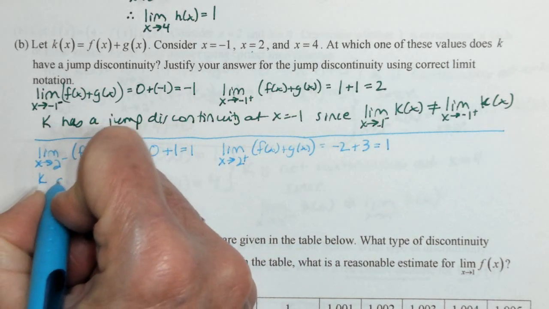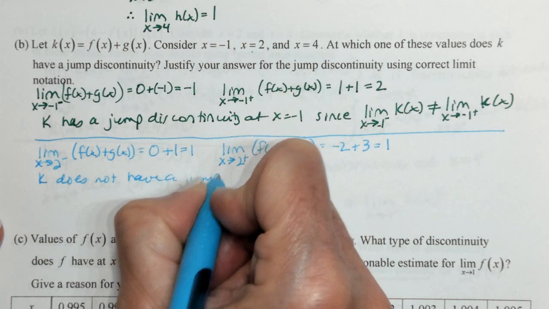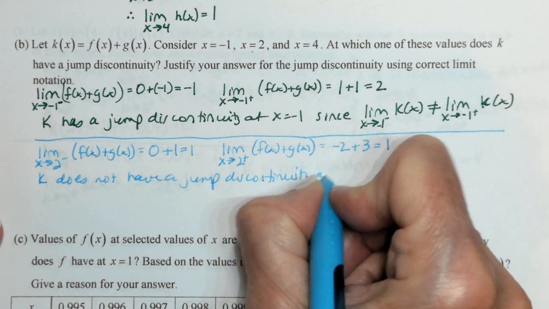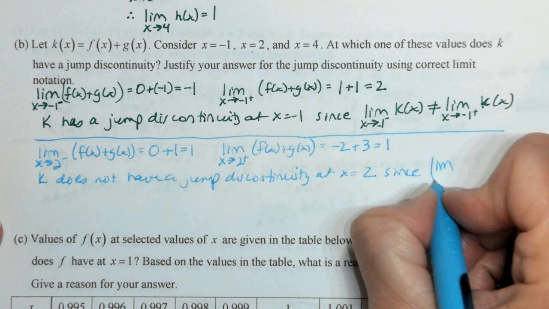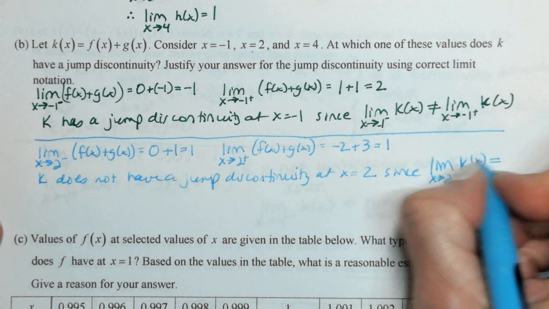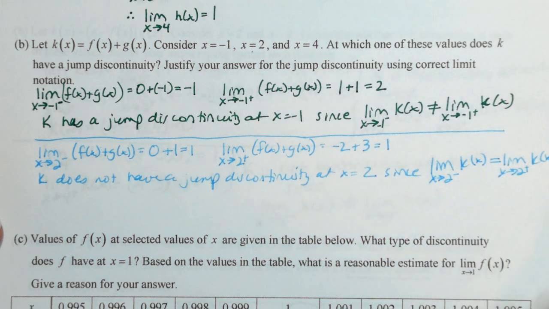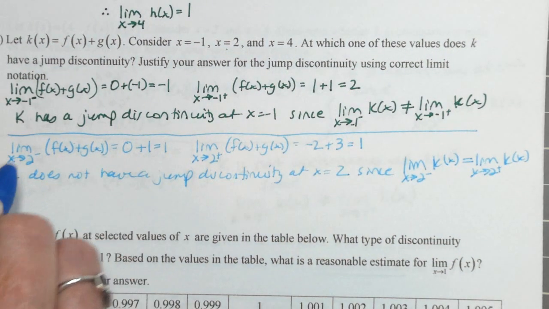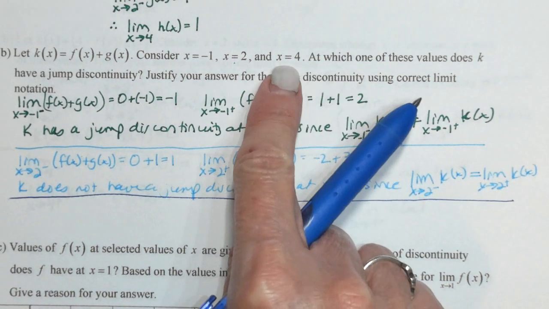If the two limits are equal, k does not have a jump discontinuity there. So k does not have a jump discontinuity at x equals 2, since the limit as x approaches 2 from the left of k of x is equal to the limit as x approaches 2 from the right of k of x. Alrighty. One more. Get a different color here. One more for x equal to 4.